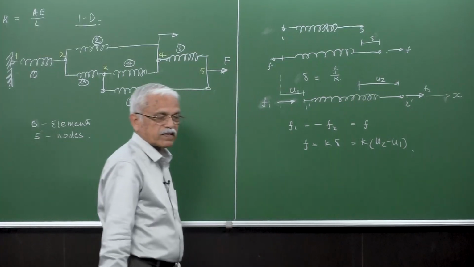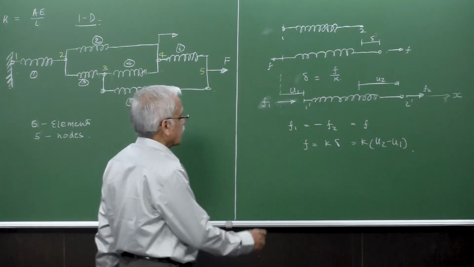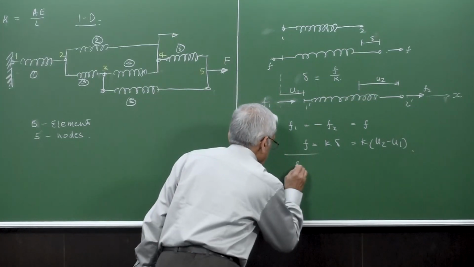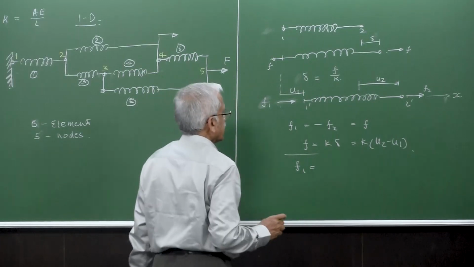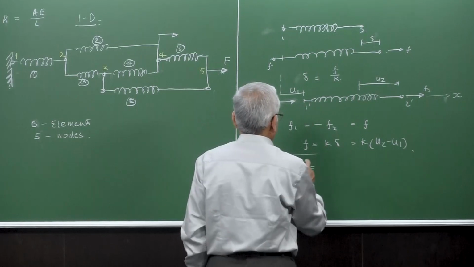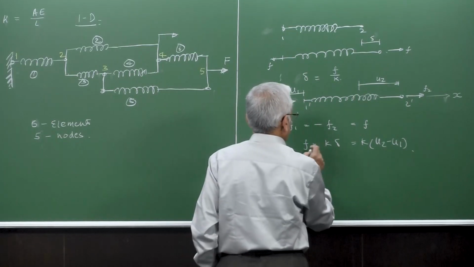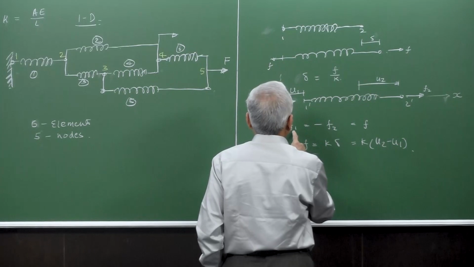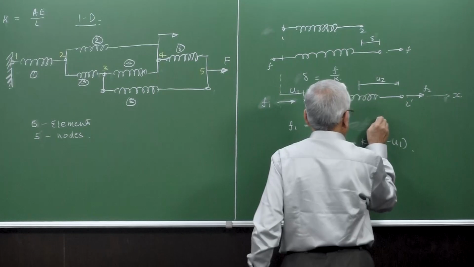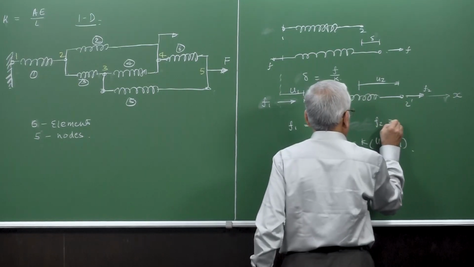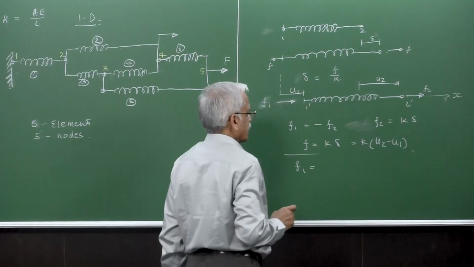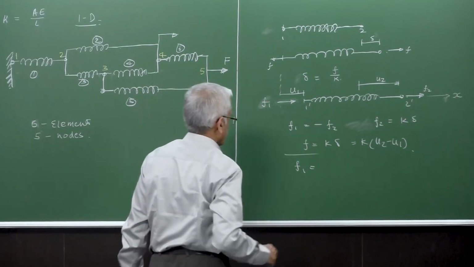So now let's put everything in order. If I write one after the other, F1 is equal to minus F, I'm sorry, F is equal to K delta. F1 should be equal to minus F2. And here I should write F2 is K times delta. Okay? Right? I'm sorry, there's a small mistake there.